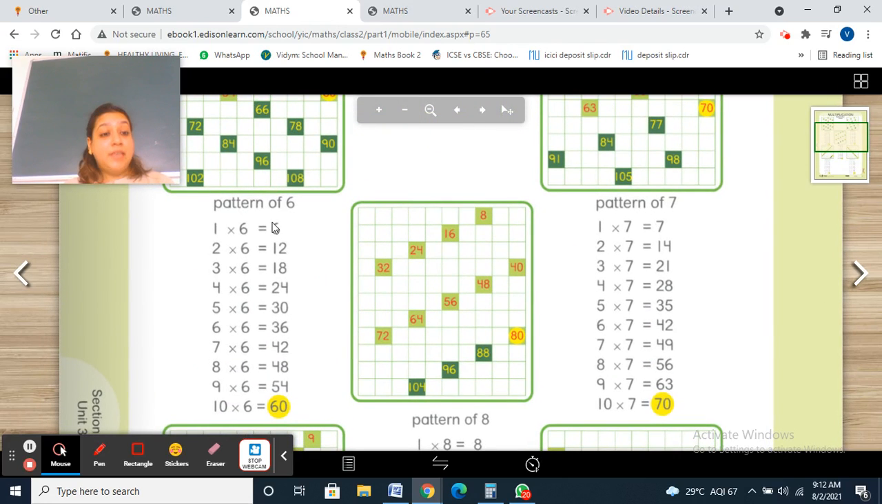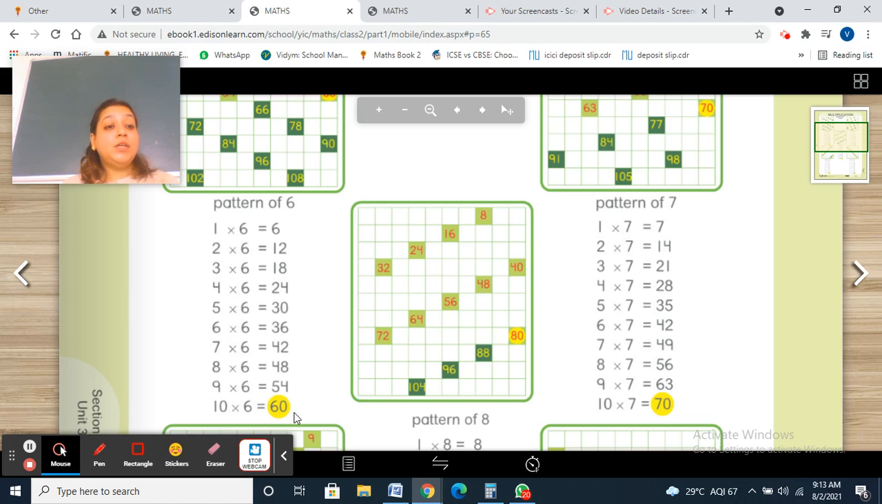So table number 6, say it with me. 6 ones are 6, 6 twos are 12, 6 threes are 18, 6 fours are 24, 6 fives are 30, 6 sixes are 36, 6 sevens are 42, 6 eights are 48, 6 nines are 54, 6 tens are 60.